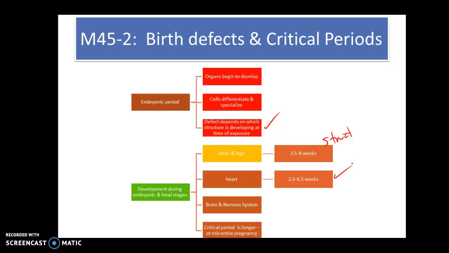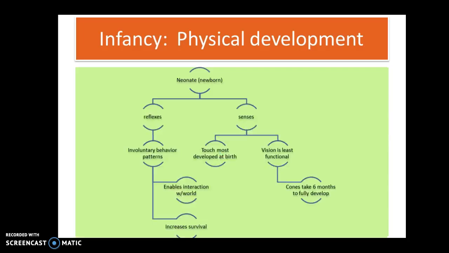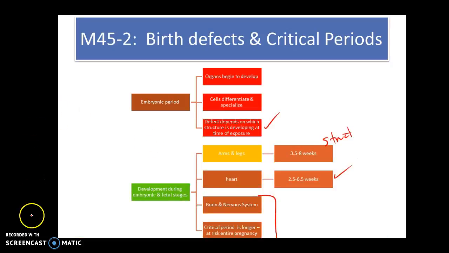The brain and the nervous system tend to actually develop over a longer period of time. So their critical period, when their development is vulnerable to environmental stimuli, is longer, and hence they're at risk for most of the pregnancy in terms of brain damage or nervous system damage. So that's a brief introduction to teratogens and the different periods of the prenatal development.